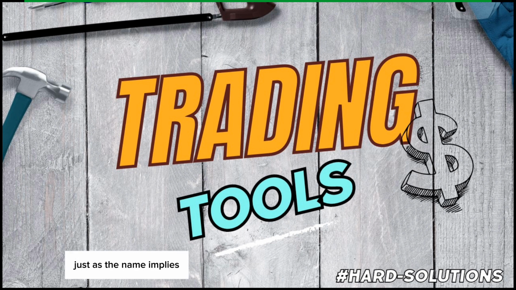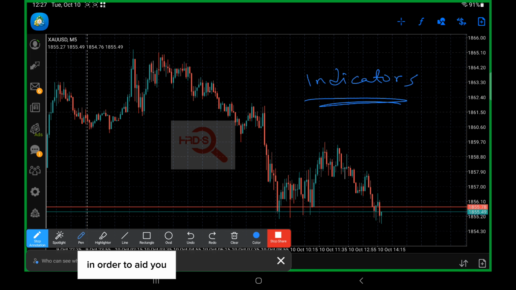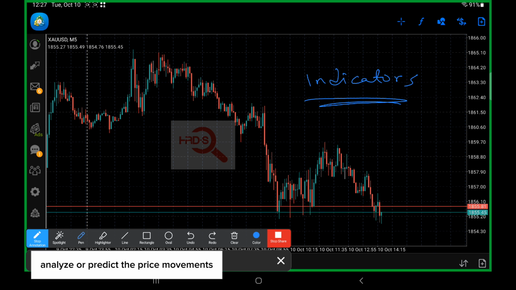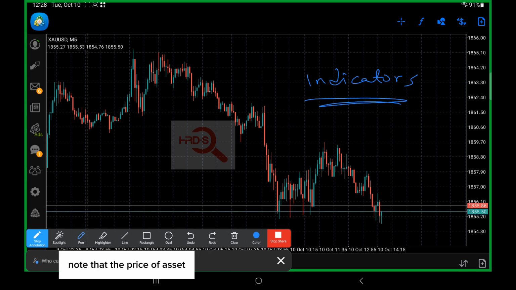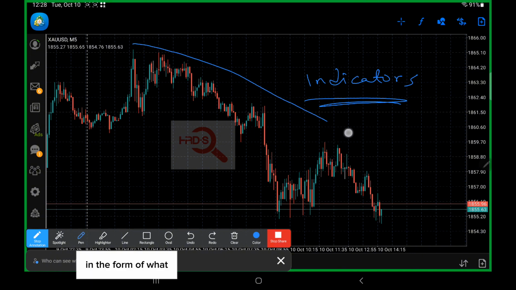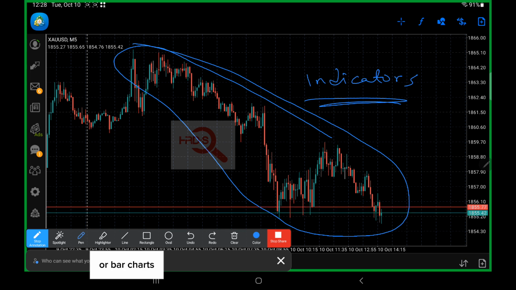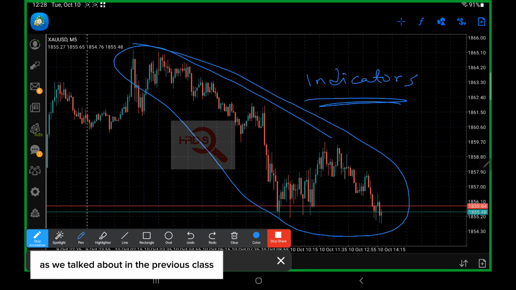The very first of these that we'll be looking at will be indicators. What are indicators? Just as the name implies, indicators are simply mathematical formulas programmed in order to aid you analyze or predict the price movement. Note that the price of assets is represented in the form of what? Candlesticks or line charts or bar charts, as we talked about in the previous class. This is what we call price action, how price is represented on your charts.